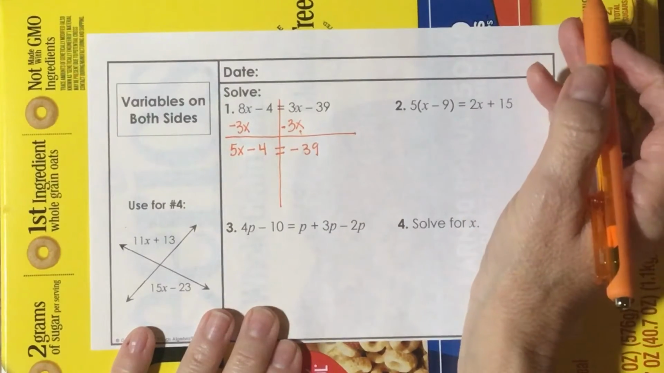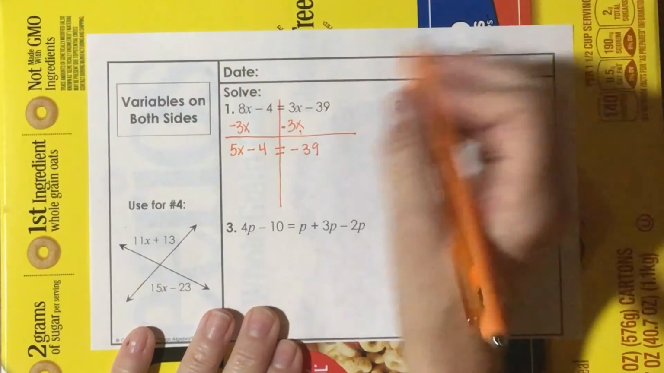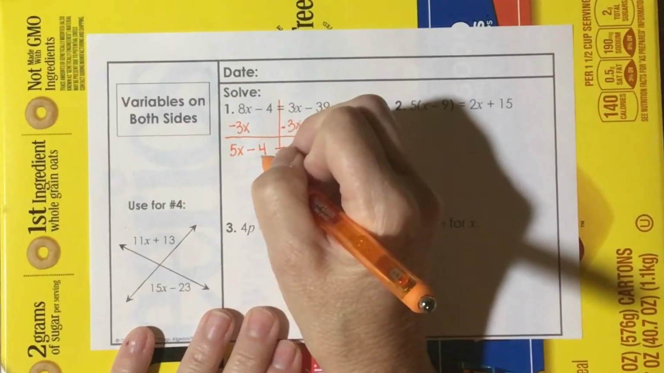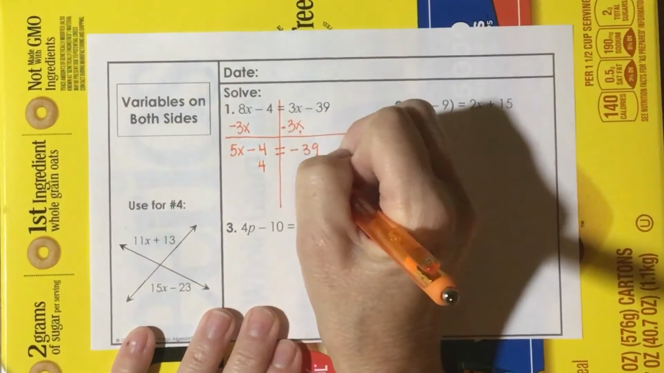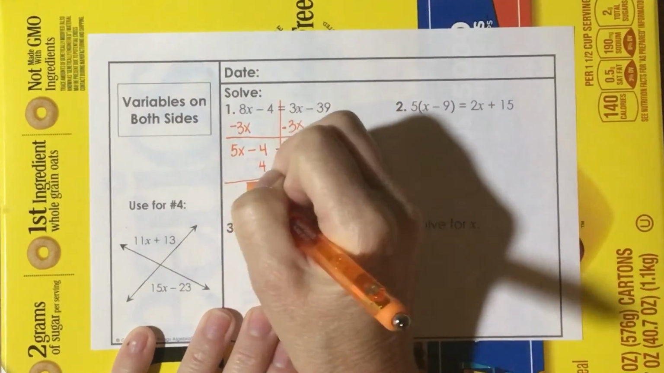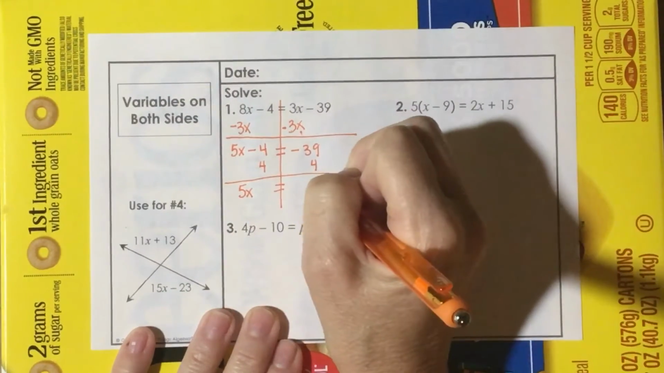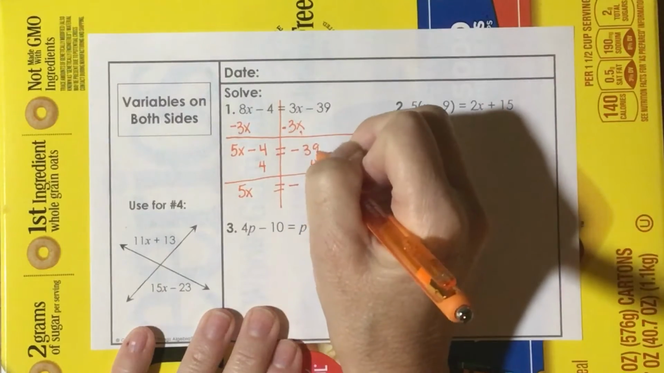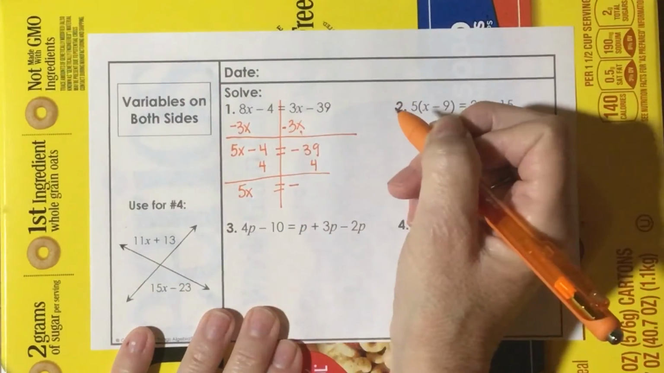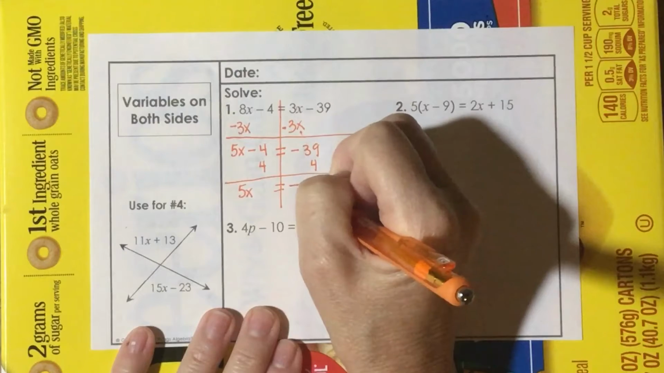All right, and now we have a two-step equation. So the opposite of a negative 4 will be a positive 4. So we have 5x equals, and that will be negative. Remember, they don't have the same sign, so we subtract them, so that'll be 35.